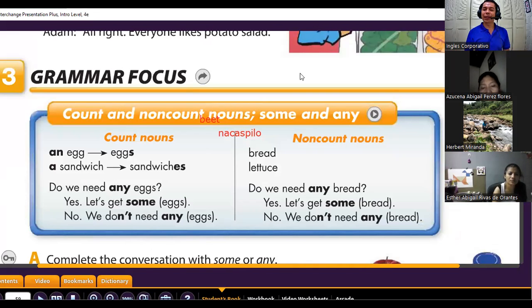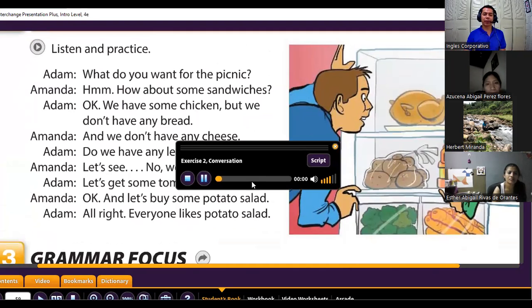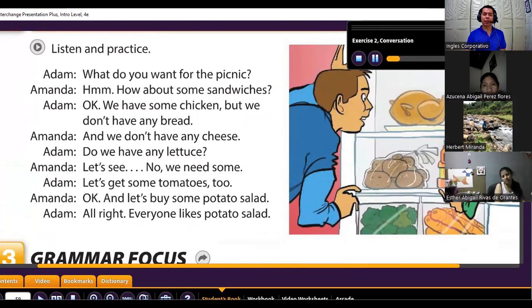Good. Now, give me a second here. Vamos a borrar esto. Now, count and non-count nouns, and conversation. Listen to the audio, please. Page 59, exercise 2, conversation.